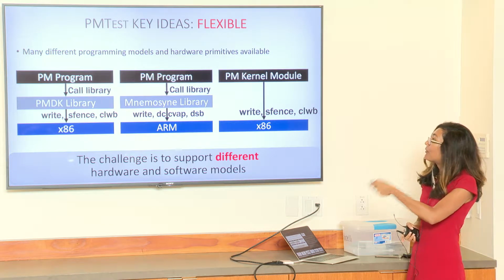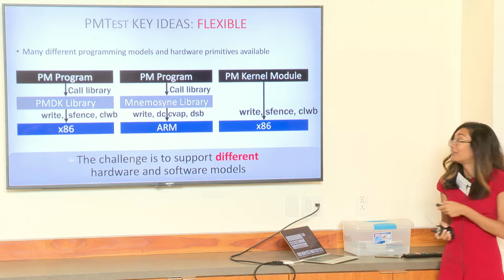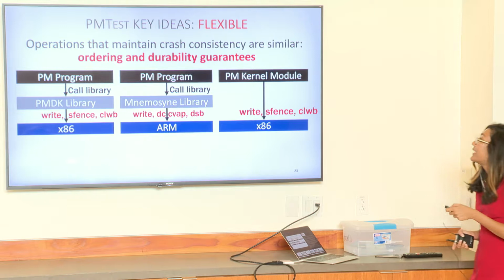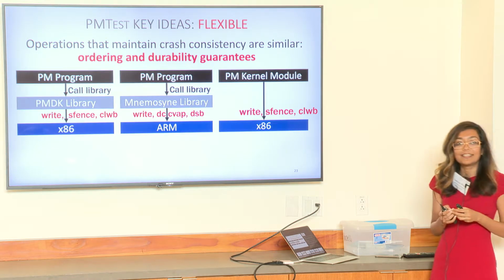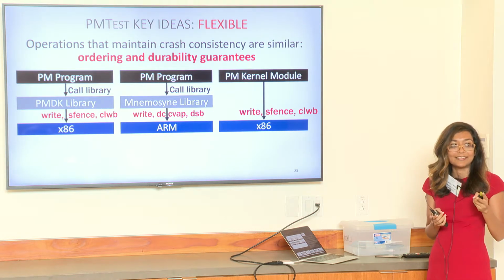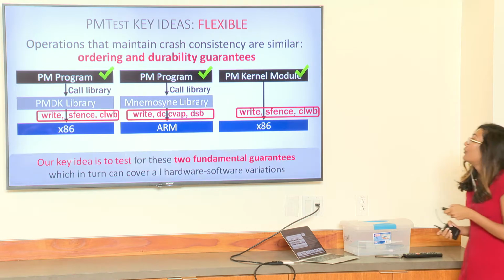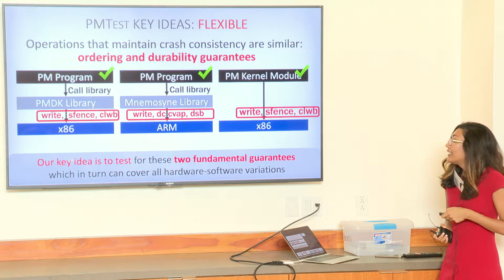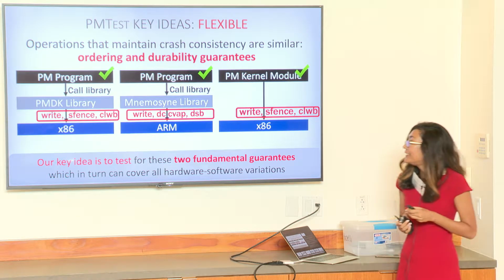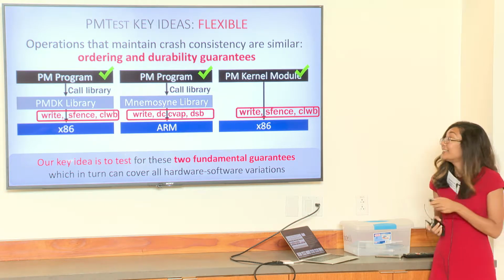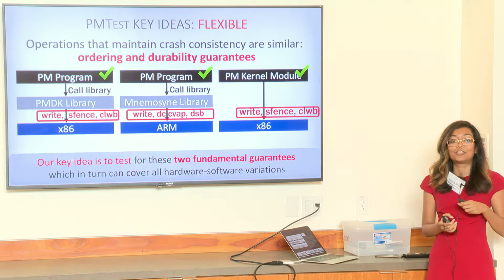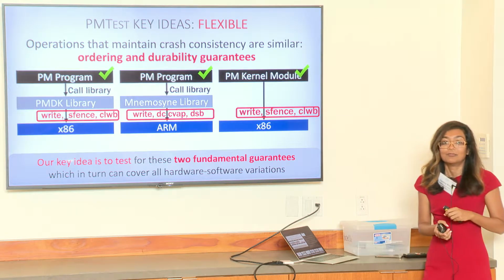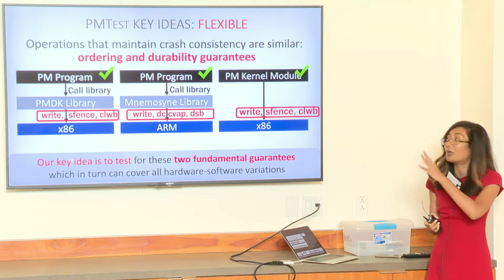So how can we provide some sort of interface to programmers which can cover all of those? What we know is that at the end, the consistency guarantee is providing two basic guarantees, ordering and durability, which is done using these low-level primitives. So we want to test for just these two fundamental primitives, which should be hardware agnostic. And then maybe we can build up a high-level testing mechanism on top of that.